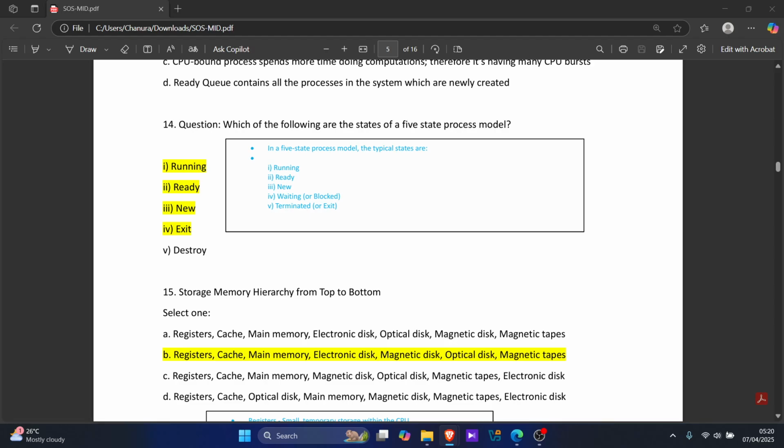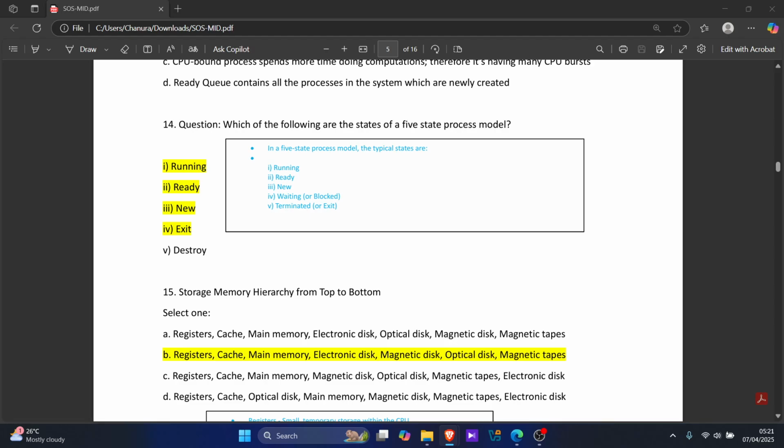Therefore, the correct states from the options are 1, 2, 3, 4. But that's 4. Unless the user's model includes destroy as a state, which is not standard, but the question says 5-state process model and the options are 5. So perhaps the answer is all 5. But destroy is not a standard state. Alternatively, maybe in some contexts, the exit state is referred to as destroy. But I don't think so.